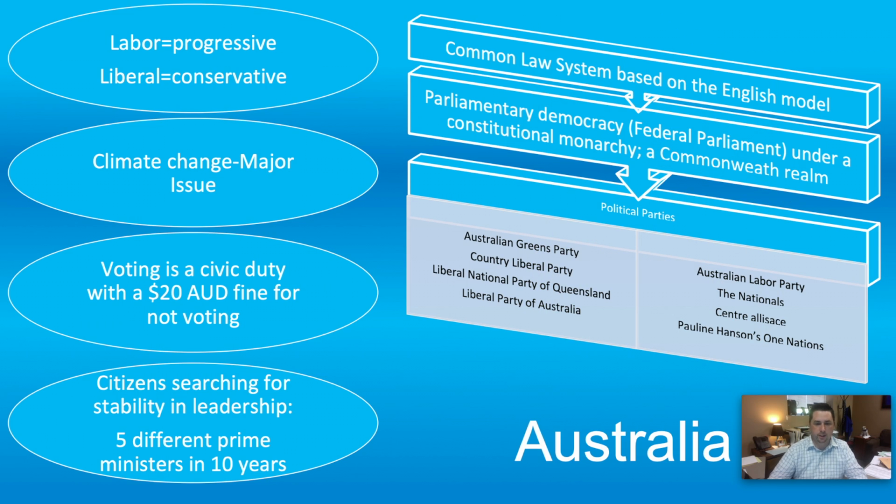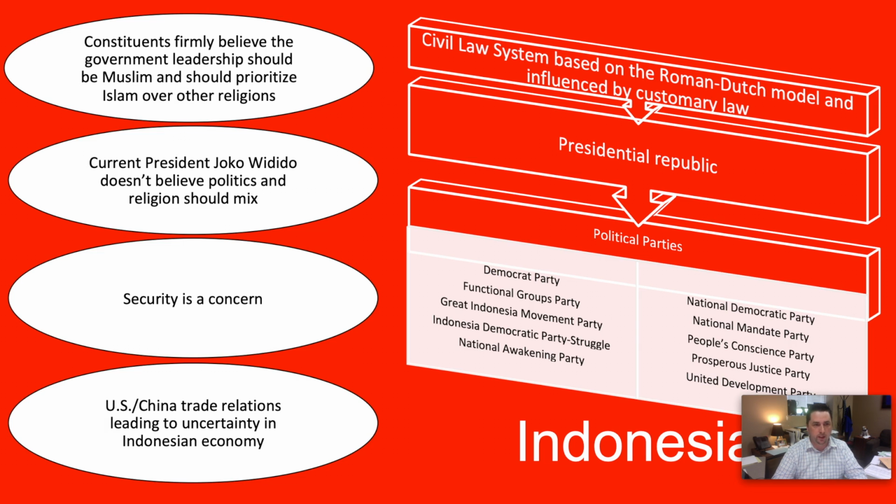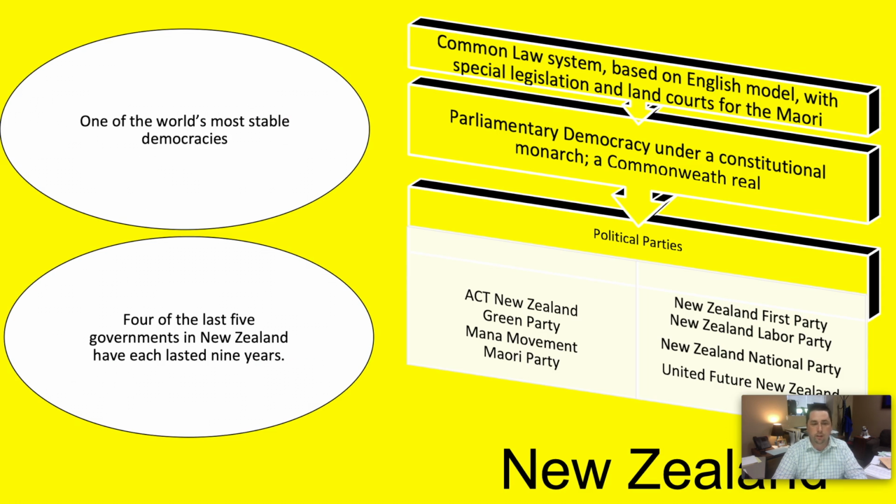To move into politics, you can see in Australia, the big thing is that the citizens are searching for stability. They've had 5 different prime ministers in 10 years. A little bit of instability there. In Indonesia, President Joko Widodo firmly believes that politics and religion shouldn't mix, but his constituents are putting pressure on him to prioritize the Muslim and Islam faith over other religions and make it part of his politics. And New Zealand is one of the most stable democracies in the entire world. 4 of the last 5 governments in New Zealand have each lasted 9 years.